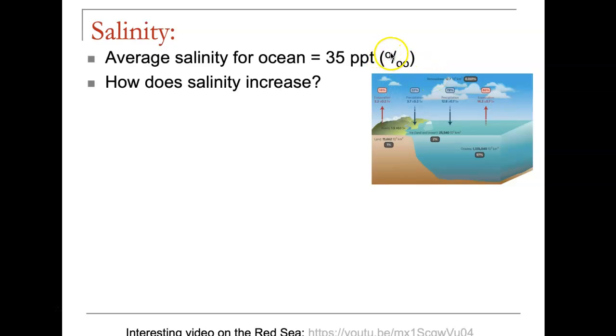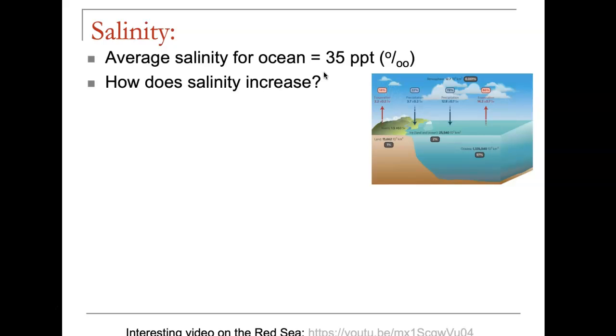And if you look here, percent is parts per hundred, right? So when you do the shorthand, the symbol for parts per thousand, instead of being parts per hundred, you add a zero there. So kind of cool. Easy to remember that.